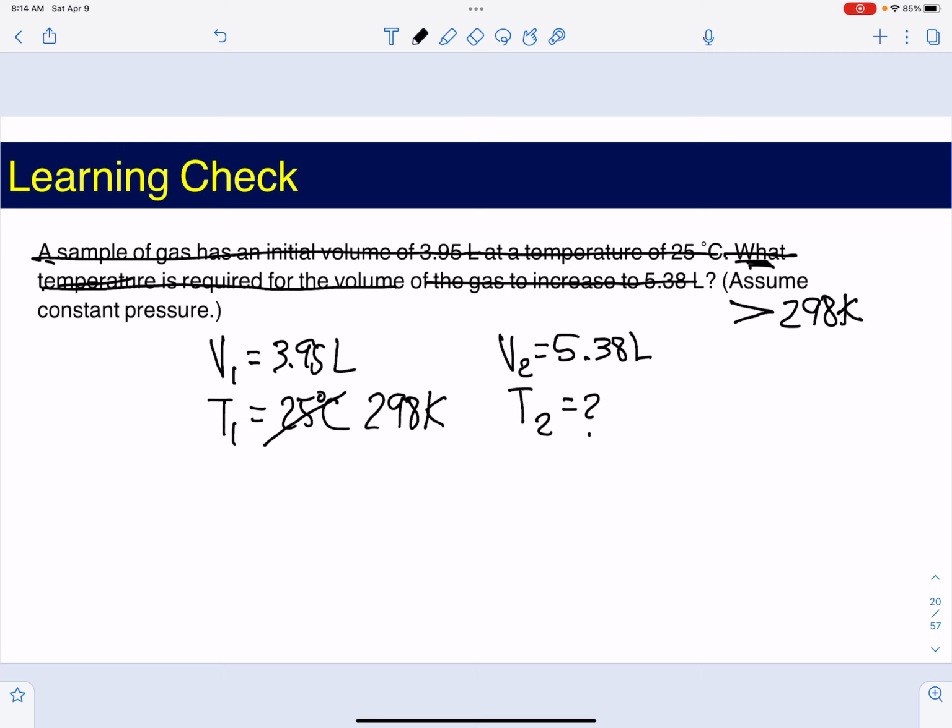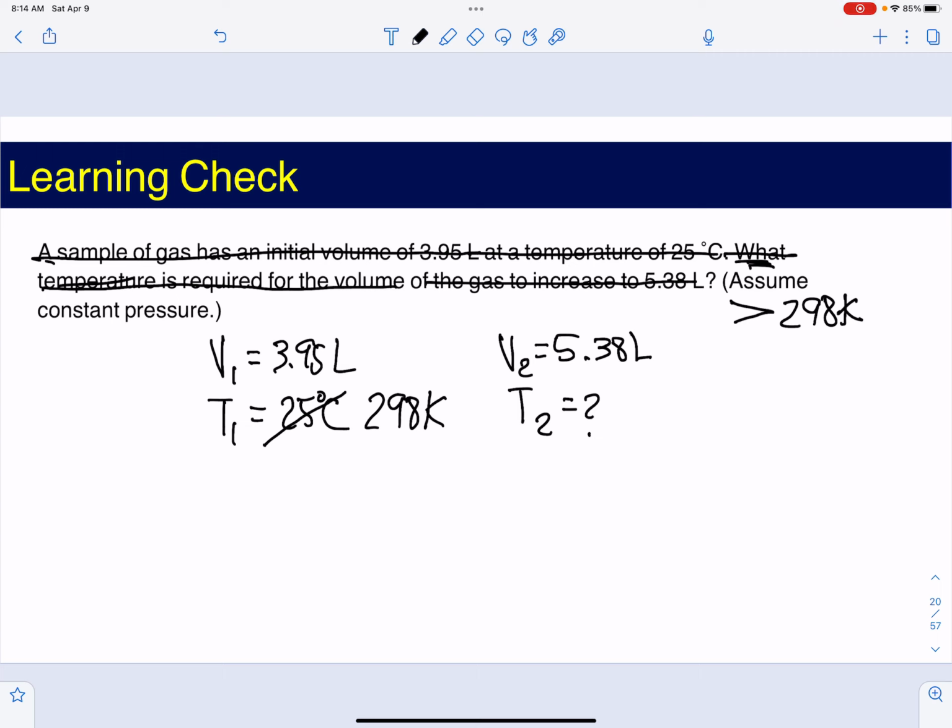And if we use the kinetic molecular theory of gases, if the volume increases, it's because the particles are pushing harder and moving it outward. And for the particles to push harder, that means they need more energy, so the temperature is going to make them move faster, which increases the kinetic energy. So all that makes sense. So now let's see the math.